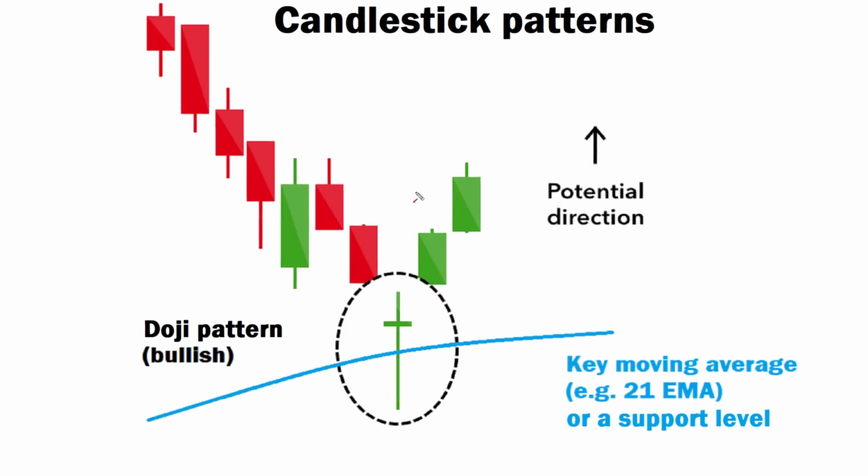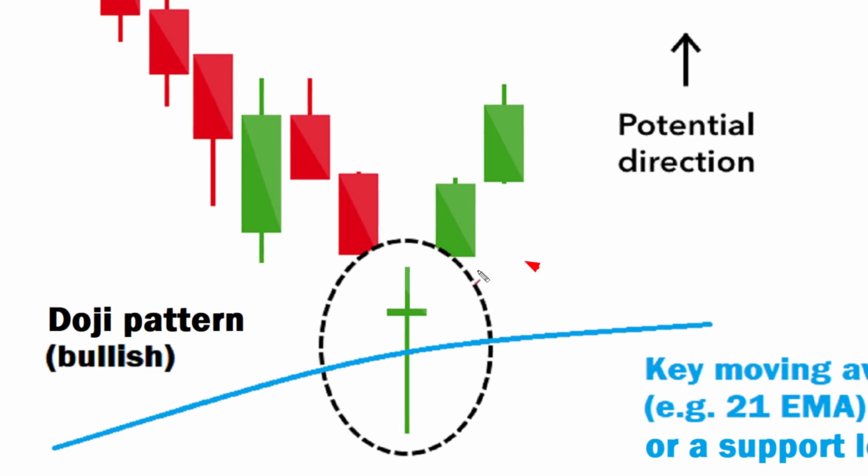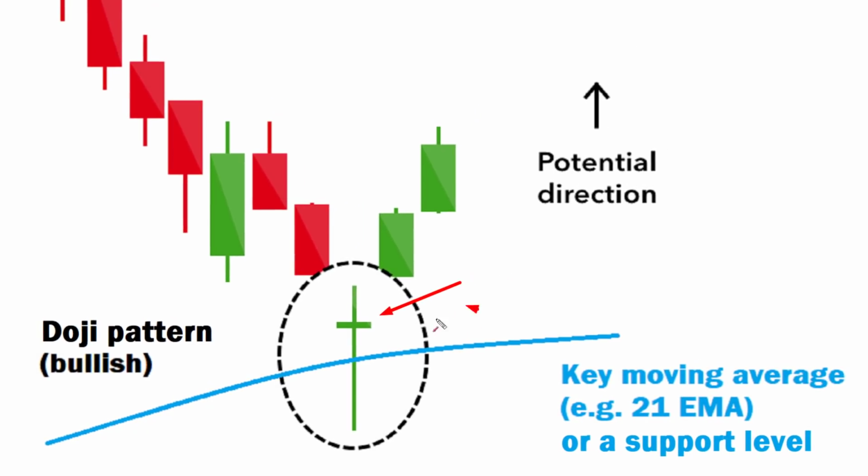The same goes with the doji, okay? It must close above the 21 average, not below it. It must always close above it first. Now, once you've got that pattern in an uptrend, then what my friend used to do is he would go long.